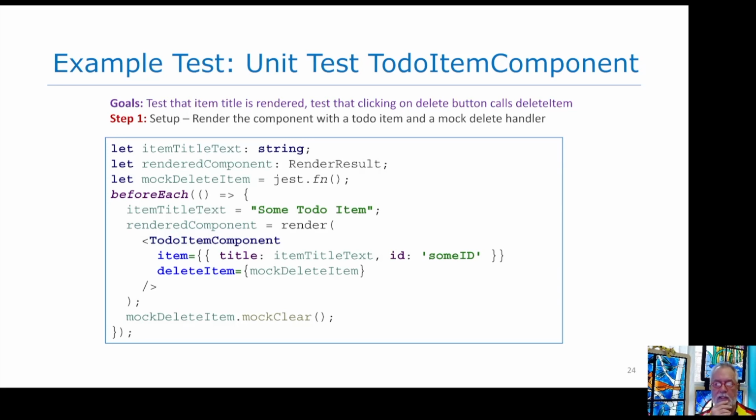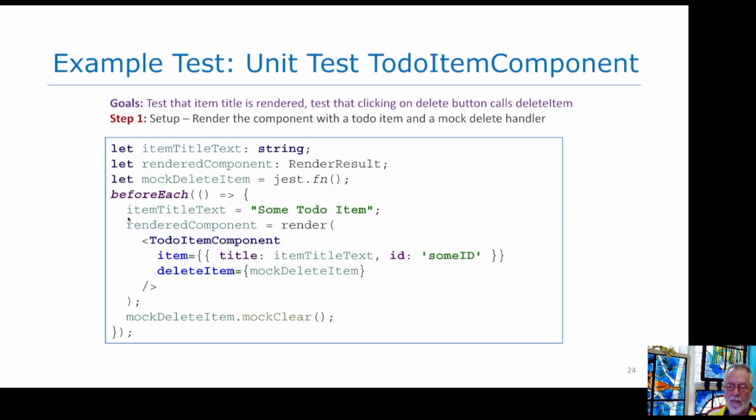So we want to test that the title is rendered, and then test that clicking on the button deletes the item. Now, we don't want a test that deletes all of our files. We want to know that the button calls the right function. So we actually don't want to delete any items in our database. We just want to test that a function was called.